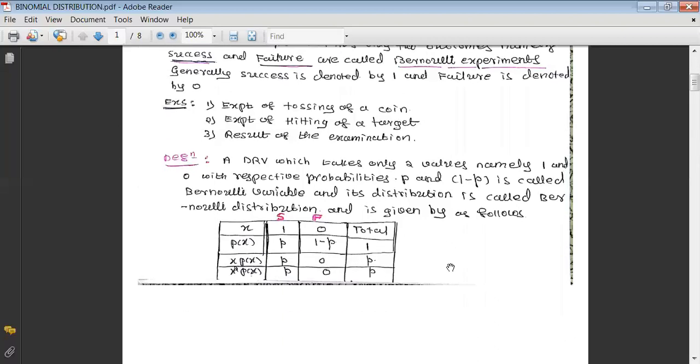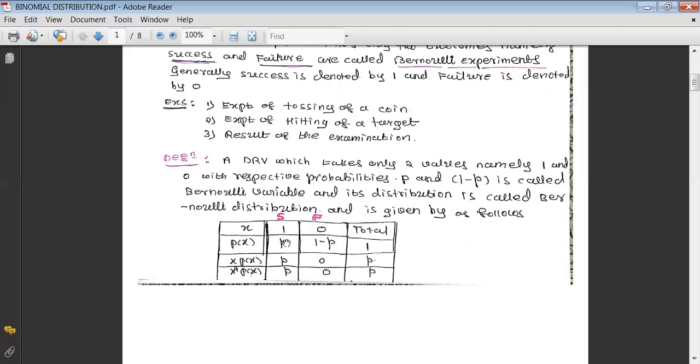And again, if you want to calculate the mean and variance of this, we require two things. One is the expected value of x and the other is the expected value of x square. In order to get the expected value of x, we need the total of x into p of x. In order to get the expected value of x square, we need the total of x square into p of x. In order to get those, first let us calculate x into p of x and x square into p of x.